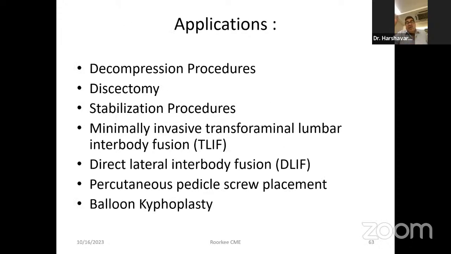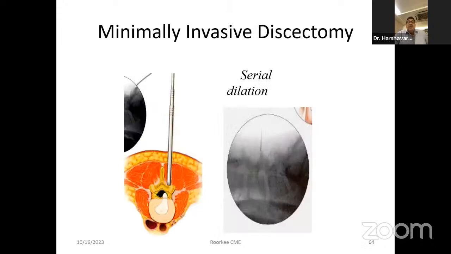So it's applied for all the cases: decompression, discectomy, stabilization procedures, etc. Next slide, please. So this is how a minimally invasive discectomy is done. You put a cannula, then you start widening the space. Once you've got enough and you've lodged it well, then you carry out the decompression and removal of the disc. Next slide, please.